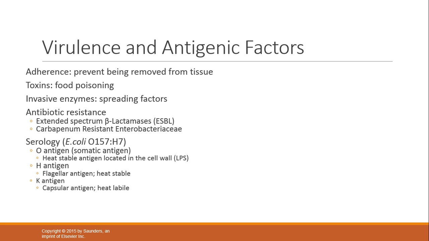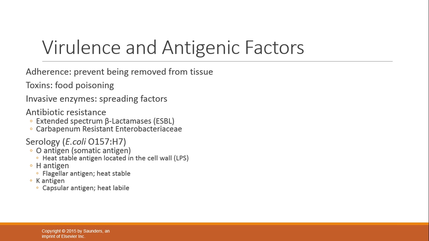The virulence and antigenic factors, I think your book goes into depth about some of these. I'm not going to go into depth. I'm going to focus on a few concepts here. Adherence, to prevent being removed from tissue. If you think about your urinary tract system, the flow of urine through the genital tract actually washes out the genital tract, right? If they can't hold on to those endothelial cells, if they're washed out, then they can never set up infection, right?